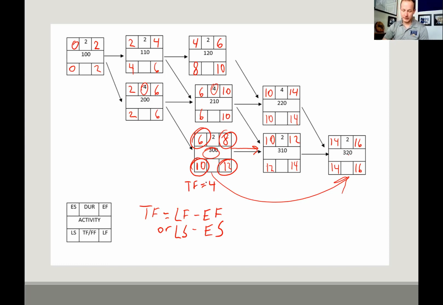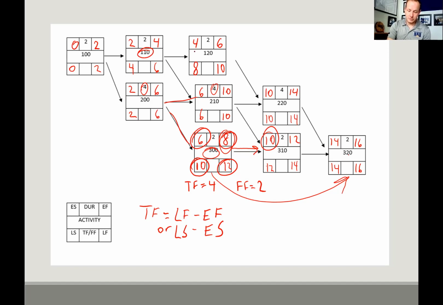Our free float, we figured that out by subtracting the early start of the next activity in line minus the early finish of the activity before it. So in this case, it's 10 minus 8. So our free float equals 2. Now, an activity can have 2 free floats or multiple free floats because it might be connected to multiple activities. And so in this case right up here, activity 110 has 2 different free floats.